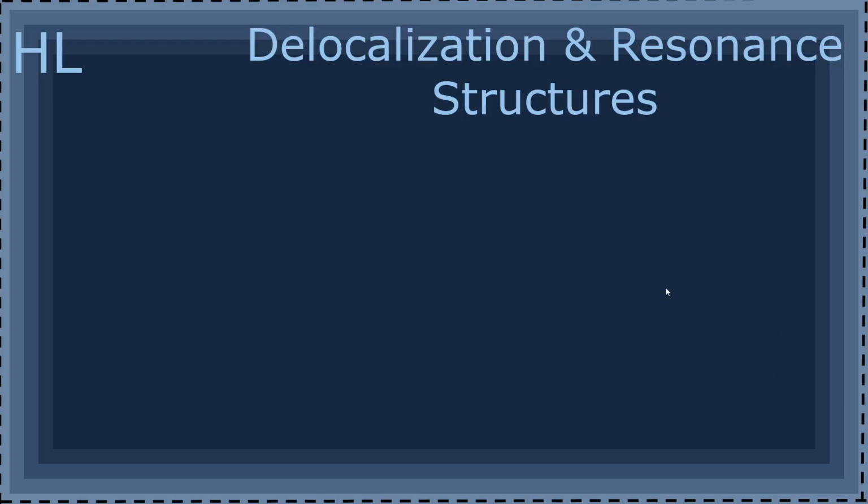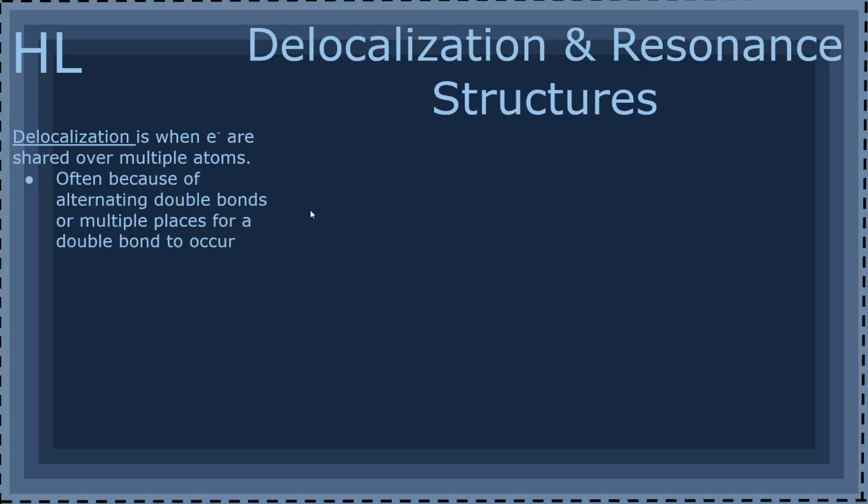So, getting to more HL topics, and hopefully this is a little bit easier review than the other orbitals, other HL stuff. Delocalization and resonance structures. So delocalization is when electrons are shared over multiple atoms, and it's the basis of resonance theory. This is often because of alternating double bonds or multiple places for a double bond to occur, and it's more stable for the compound.